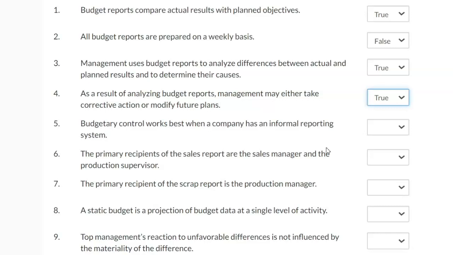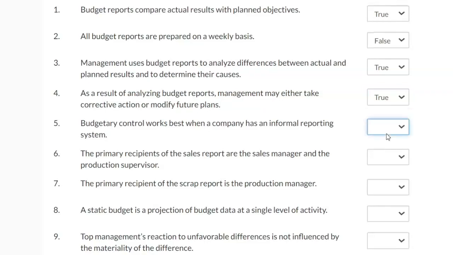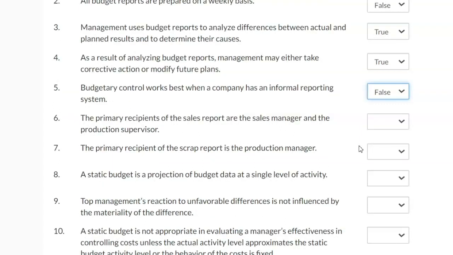Budgetary control works best when a company has an informal reporting system. False. Am I right? I don't know. False. Somebody says yes, so keep going.